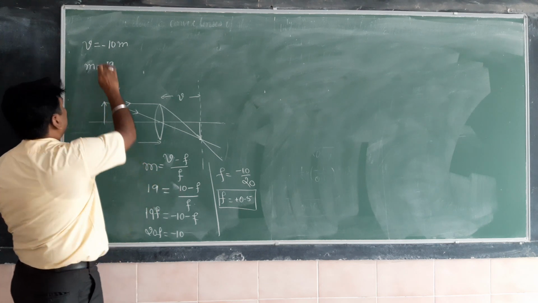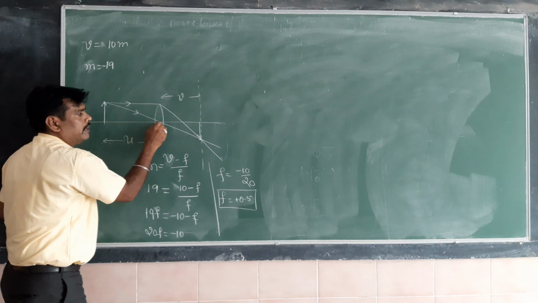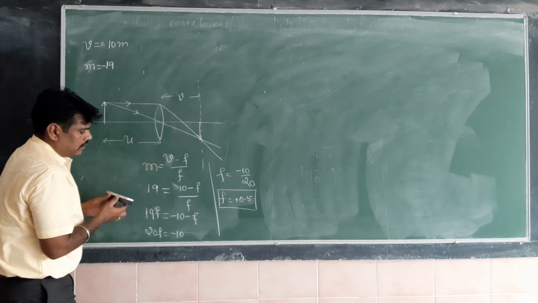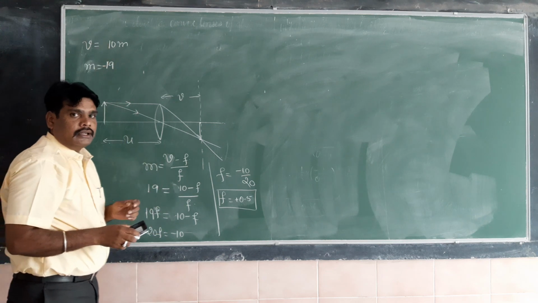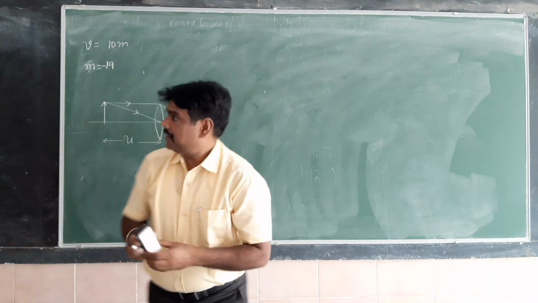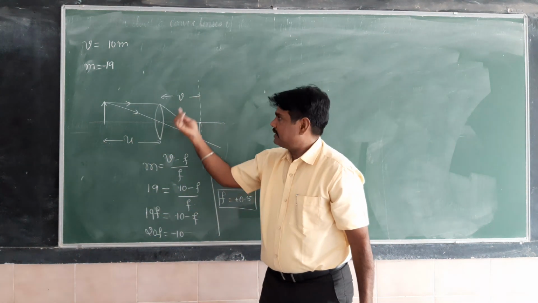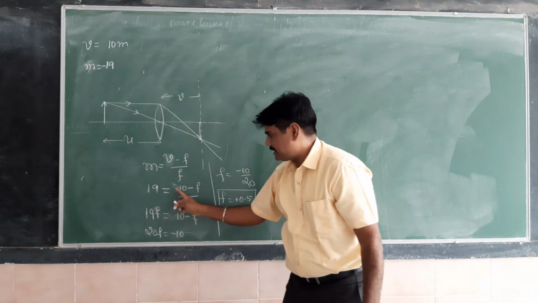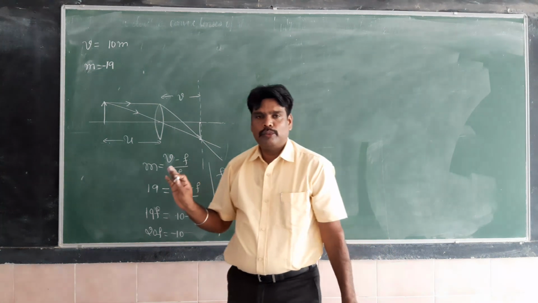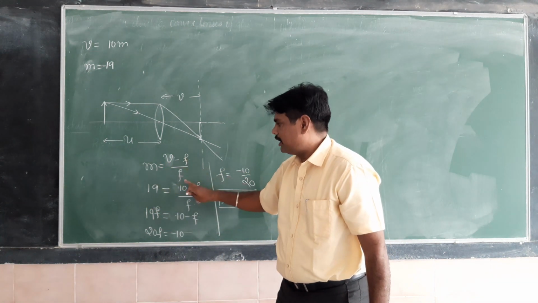So here v is not minus. Sorry, object distance is negative, image distance is positive only. That's why we are not supposed to take minus 10 here, it is only positive. Is it clear now? Since we have taken the image distance along the direction of the incident light, that's why it is positive. Here it is plus only. So very simple problem. You have to remember this formula, magnification is equal to v minus f divided by f.